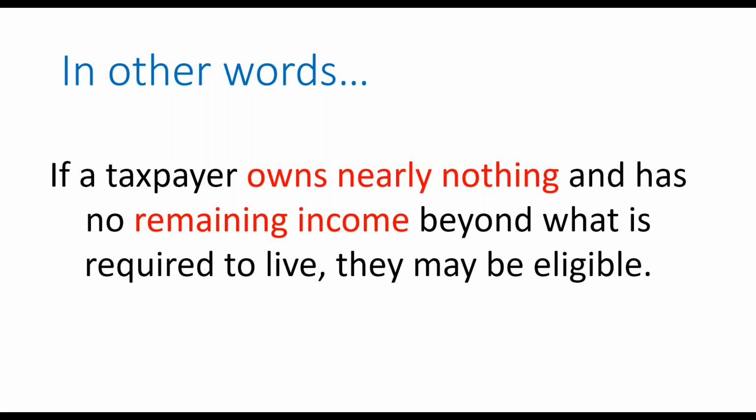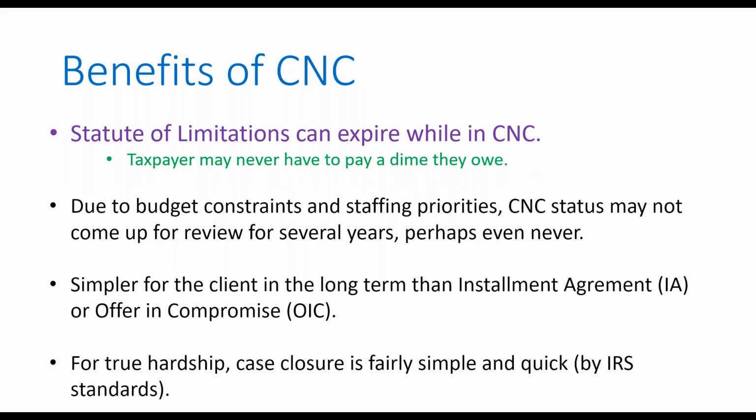When a taxpayer owns nearly nothing and there's no remaining income beyond what is required to live, they're probably eligible for CNC. The nice thing about CNC is that the clock on the 10-year statute of limitations doesn't stop, okay? And this is a resolution option unto itself. Just let the 10 years run out. Once the 10 years expires, the IRS can't do squat, okay? And the debt just goes away. So the statute of limitations can expire while they're in CNC status.